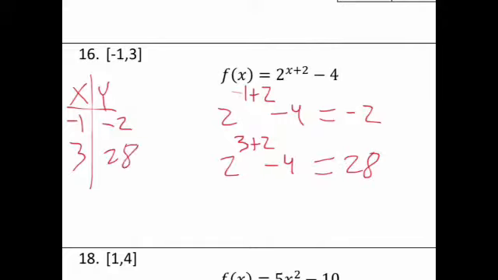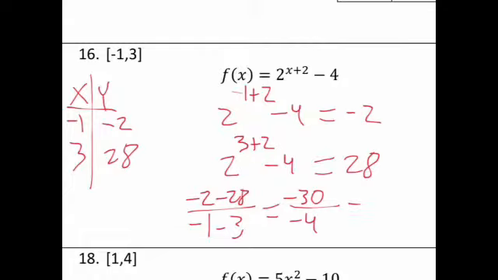So 28. And we need to get the rise over the run. Let's do top minus bottom. So -2 minus 28 goes on top, and then -1 minus 3 goes on bottom. So -2 minus 28, -1 minus 3, and that's going to give me -30. And then on bottom, -4. You can simplify that a bit, get rid of the negatives. Divide top and bottom by 2, you'll get 15 on top and 2 on bottom, so 15 halves.